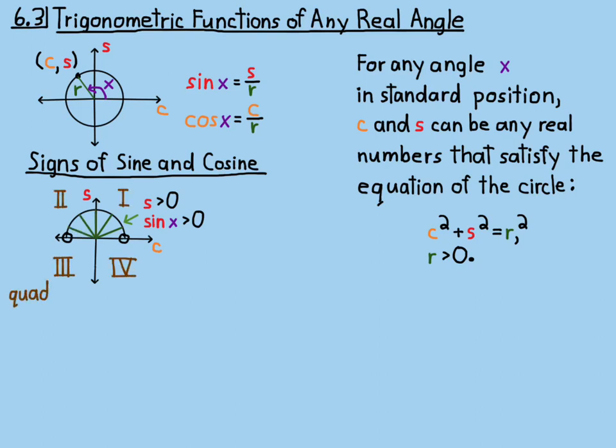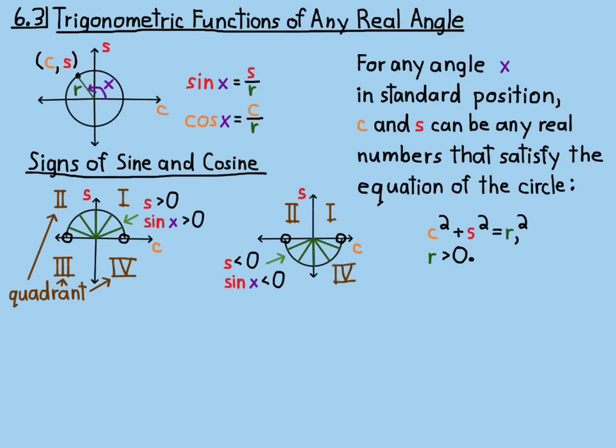I wrote in the quadrants, going counterclockwise from where both things are positive: 1, 2, 3, 4. They do mention quadrants, so you need to know what that means. In the homework, they mention it, and on tests. So in this region, s is less than 0, s is negative, so sine x is negative. Right. So that's in quadrants 3 and 4.